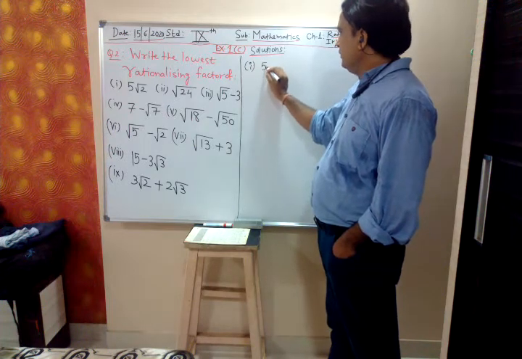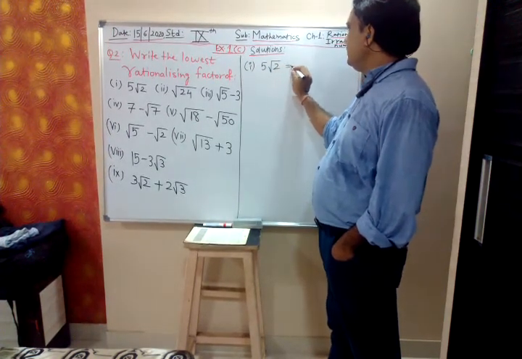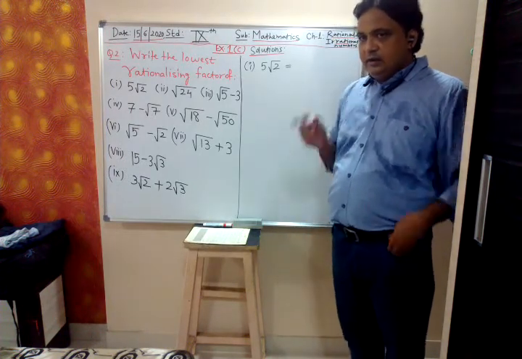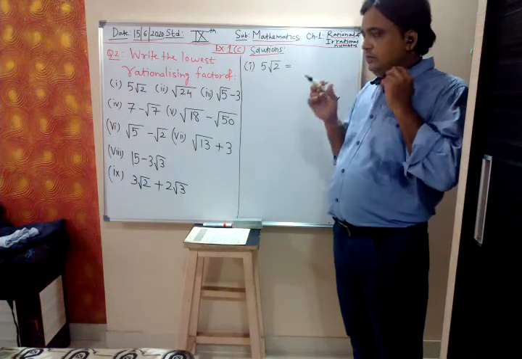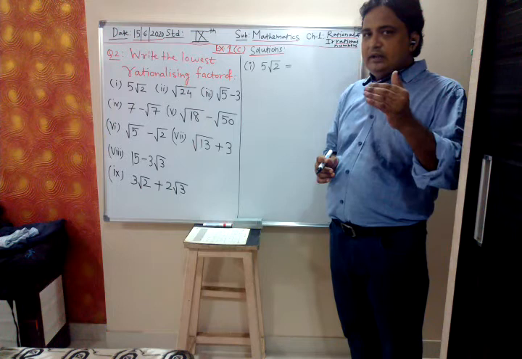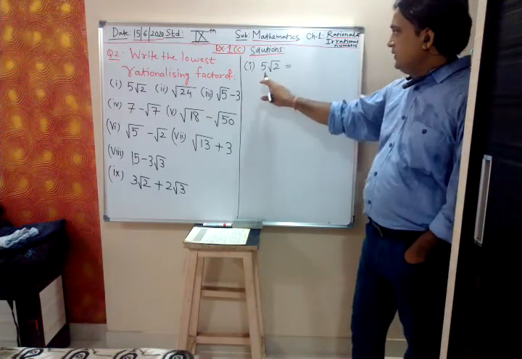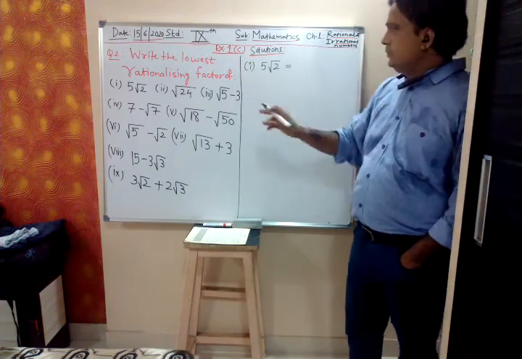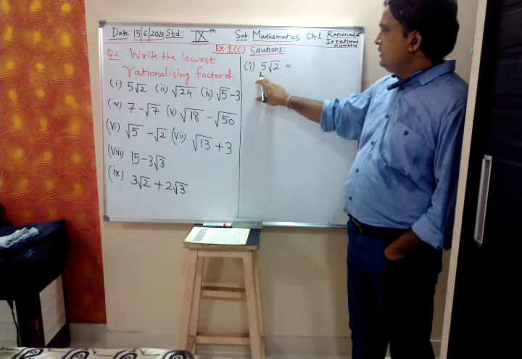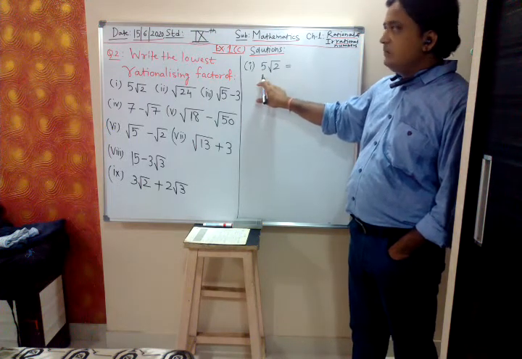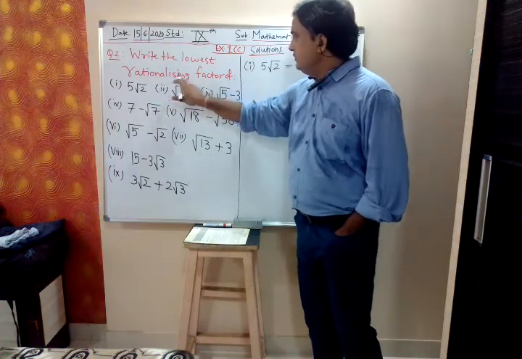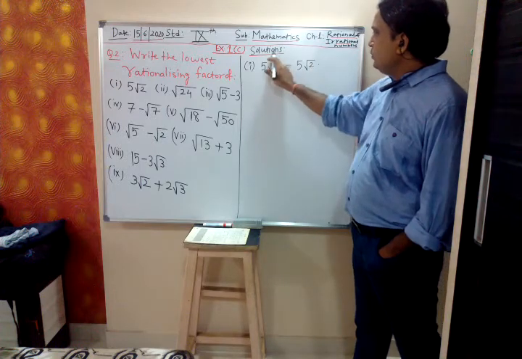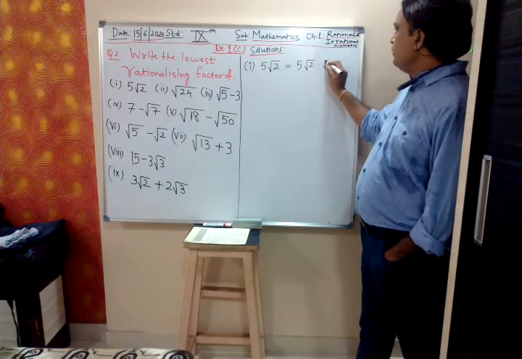5 root 2. Now 5 root 2 is an irrational number. You will multiply 5 root 2 by which number so that it becomes rational? That means this root 2 part I have to remove. When root 2 is not there, this number will become a rational number, and that is called the lowest rationalizing factor. So in 5 root 2, the irrational part is root 2. So I will multiply by root 2.